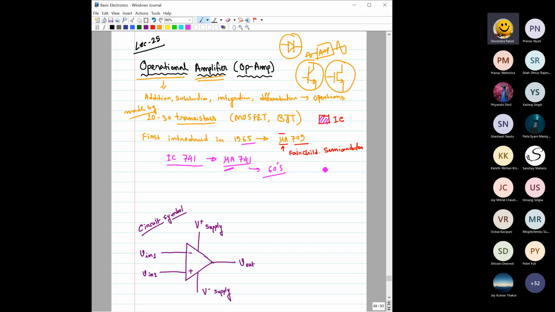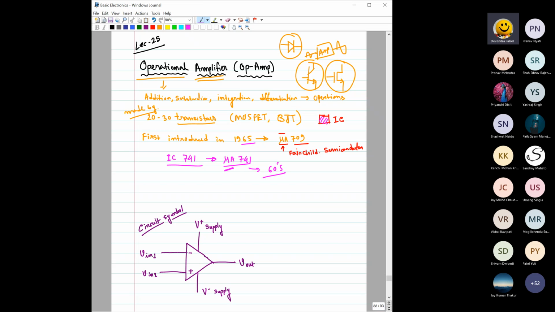Suppose you go to an electronic shop and ask, I need an op amp. They will ask you which op amp you would like to have. Then you have to say 741. If you say 741, they will understand you are asking for a particular IC. Then they might ask if you have any different convention.